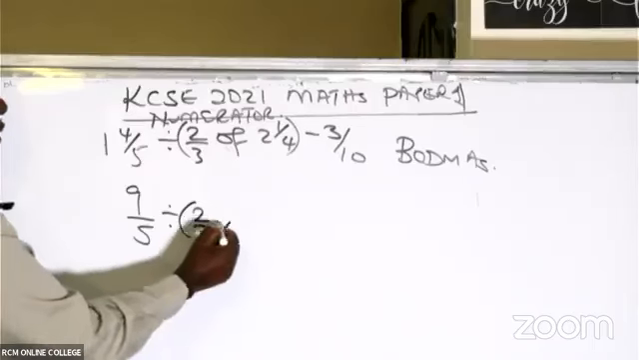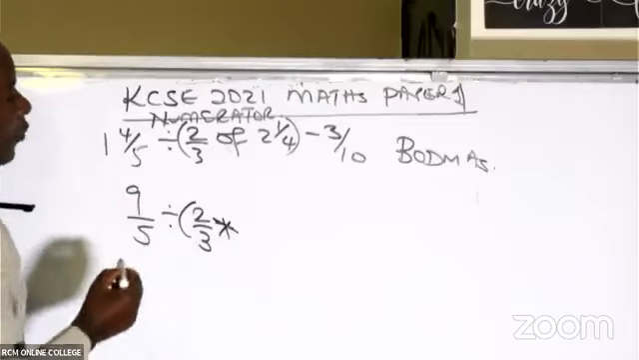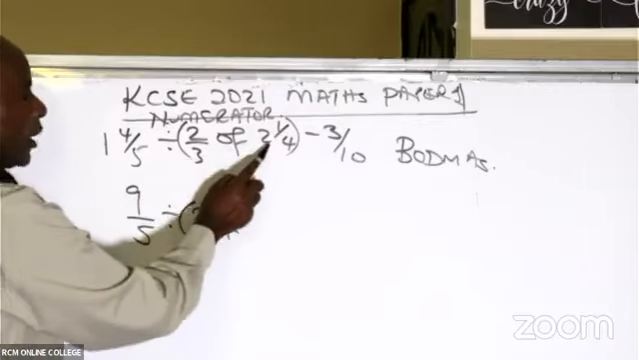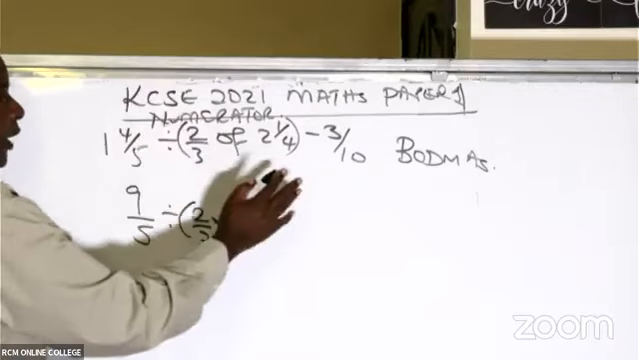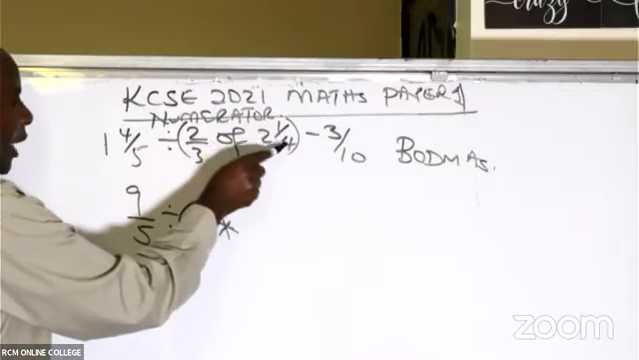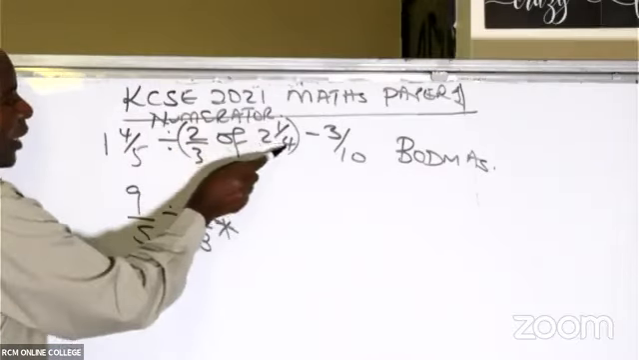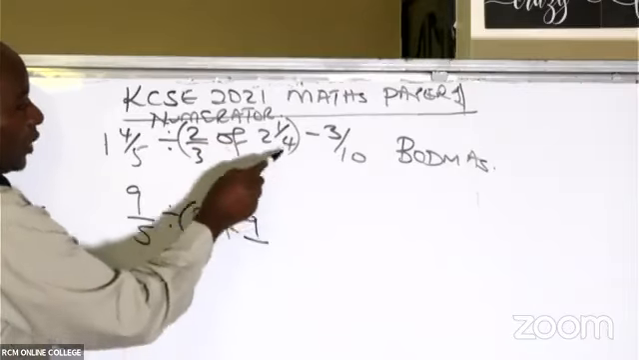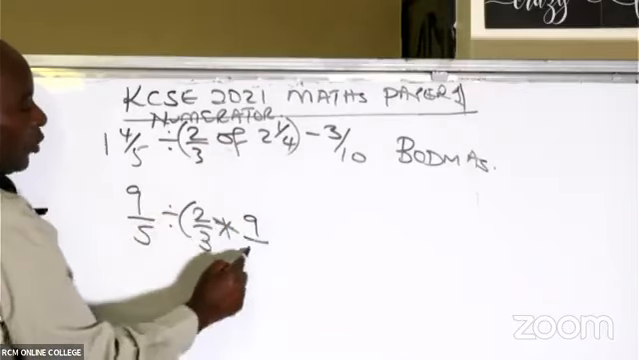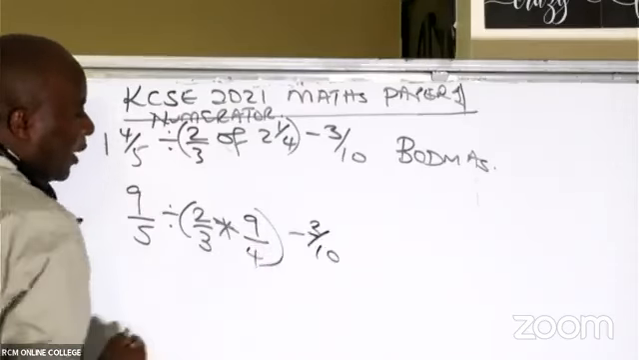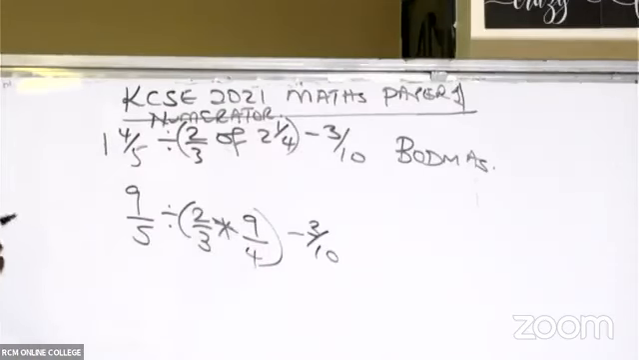Now that I'm going to tackle this, I know that of can be comfortably replaced with what here? With times. But now change this from a mixed fraction to one fraction that has got what here? Numerator, denominator. How am I doing this? 2 times 4, 8. 8 plus 1. So that gives me 9. 9 out of what here? The 4. The 4 remains there. And then we have here minus 3 out of what here? Out of 10.